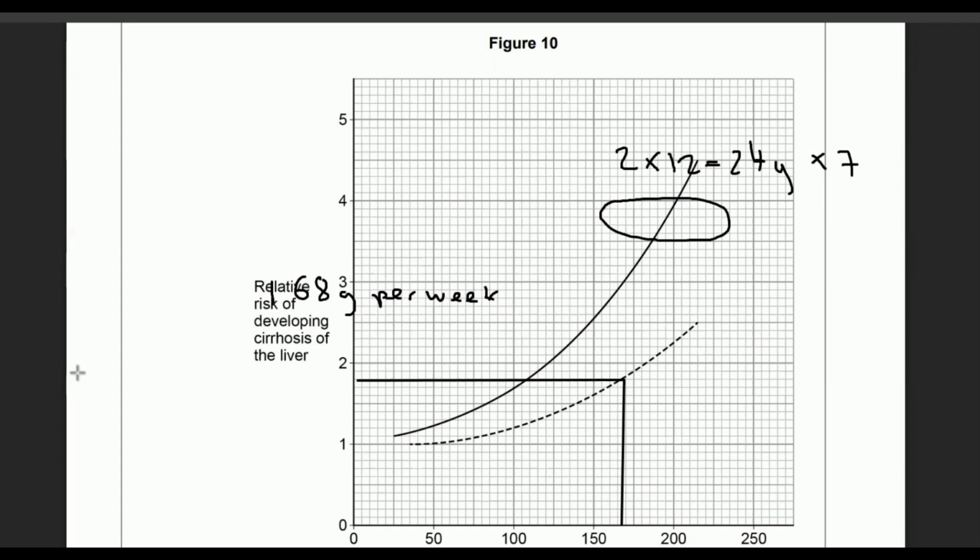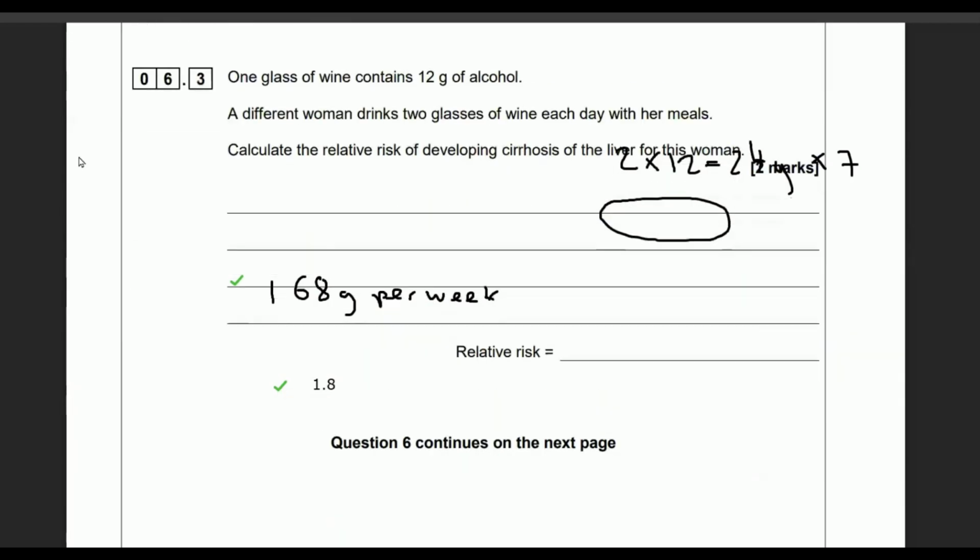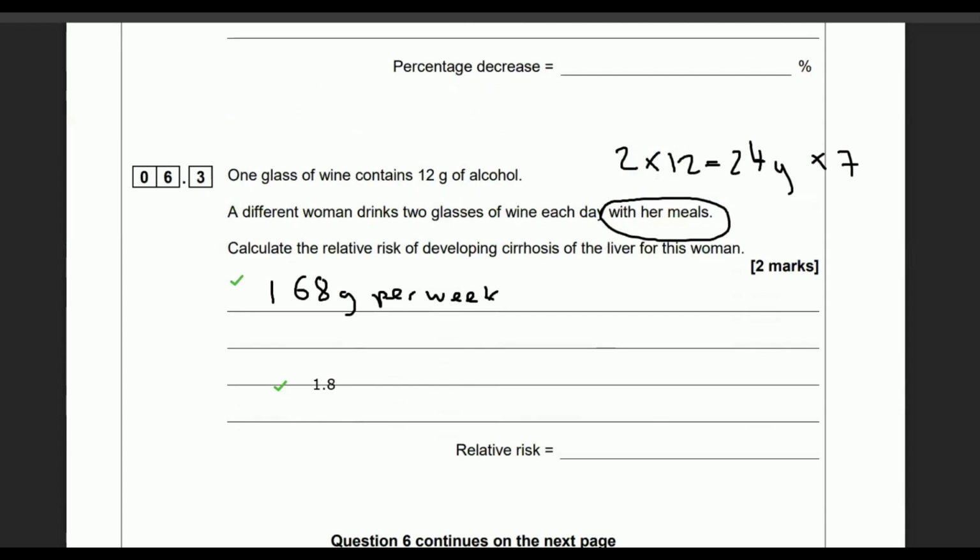So 1.8 is the answer there, folks. That is the answer, and that will get you 2 marks, one for the 168, one for the 1.8. Let's take this down and show you where it should go. So her relative risk is going to be 1.8.